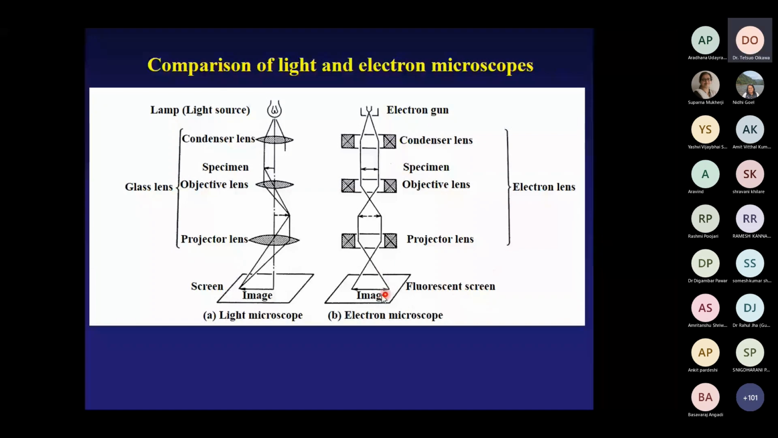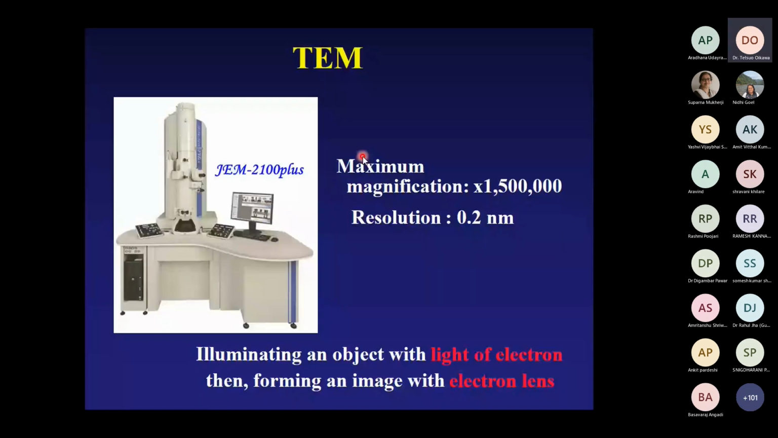So the image forming is very similar to the optical microscope. The only difference is that electron waves and magnetic lenses are used. The appearance of the electron microscope is like this. The machine is very big compared with the optical microscope. Inside the microscope column there are many magnetic lenses.